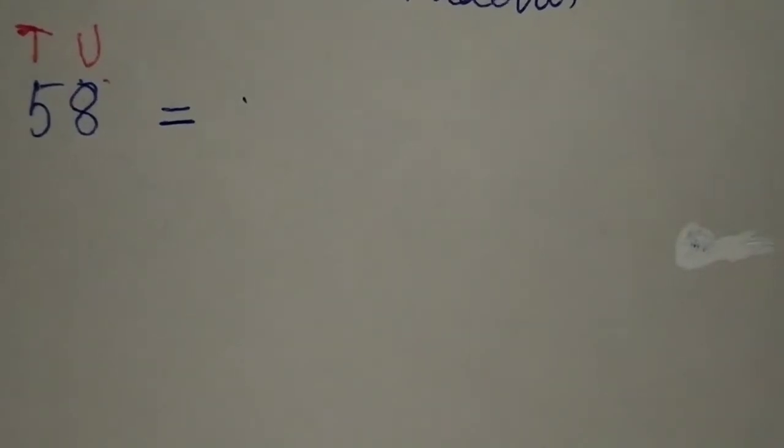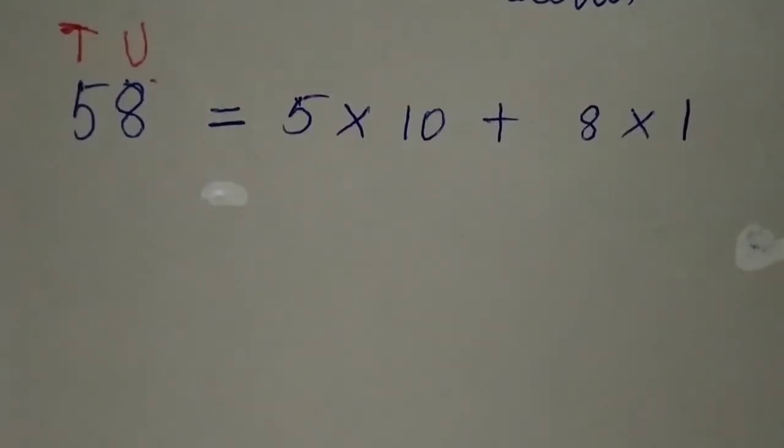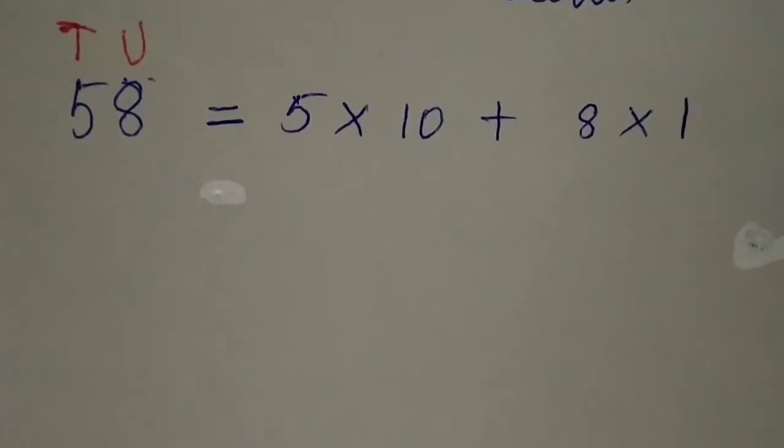So, let us write this in the expanded form. This is how we write our expanded form: 5 into 10 plus 8 into 1. You have done this in lower classes, right? So we are going to compare this with the question given to us. What is the question given to us? The question says that in the tens place there is m, and in the units place there is n. So you have to write down the polynomial.